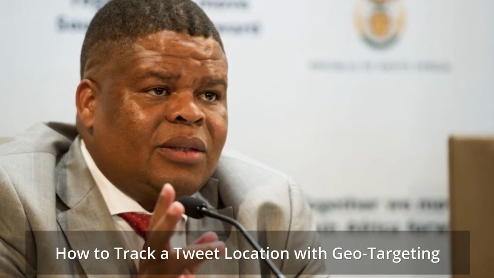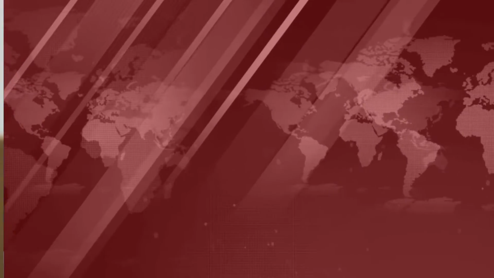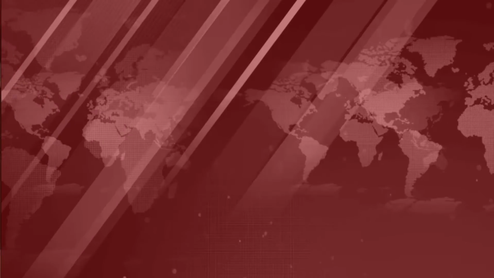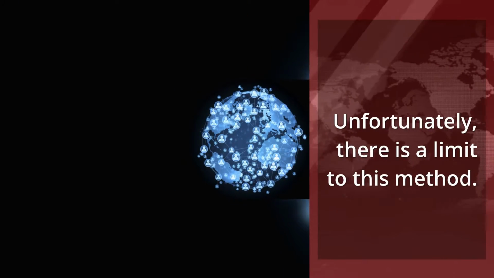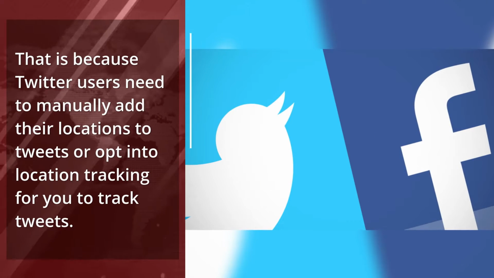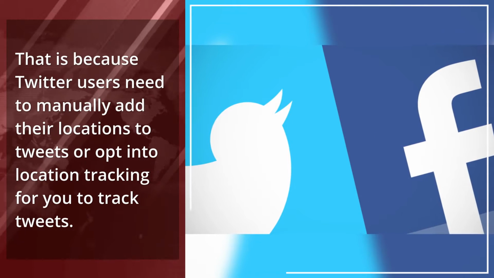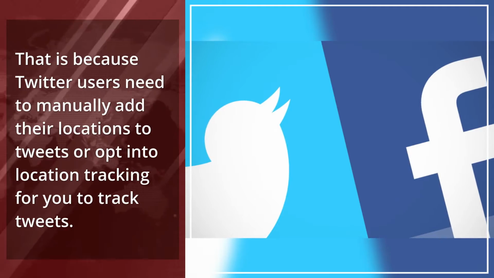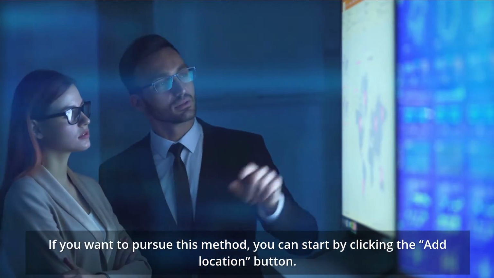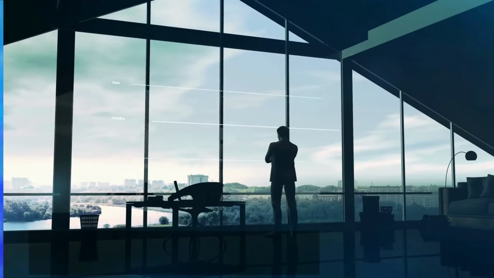How to track a tweet location with geo-targeting. Did you know that it is possible to track tweets by location? Unfortunately, there is a limit to this method. That is because Twitter users need to manually add their locations to tweets or opt into location tracking for you to track tweets. If you want to pursue this method, you can start by clicking the Add Location button.